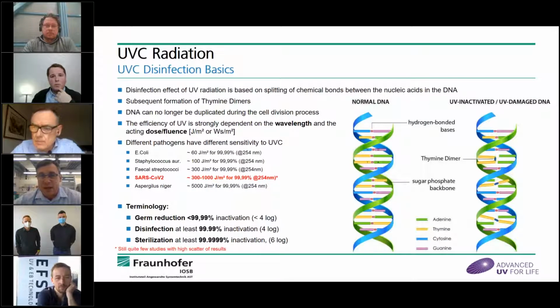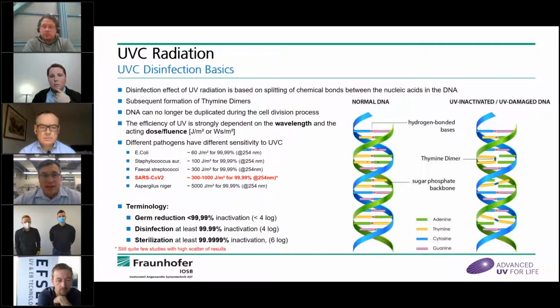UVC disinfection basics. The photon energy of UVC radiation is very high, and therefore it is able to split chemical bonds in the nucleic acids of the DNA, which after that are reformed as so-called thymine dimers, and therefore DNA is unable to be duplicated during the cell division process. This DNA damage is dependent on the emission wavelength of your radiation source, and the acting dose or fluence in joules per square meter.